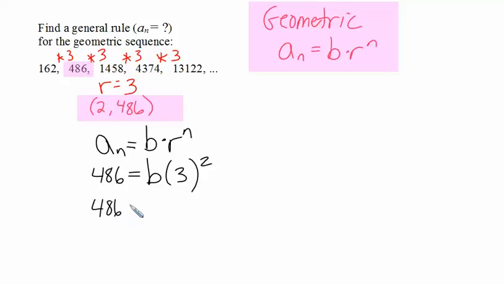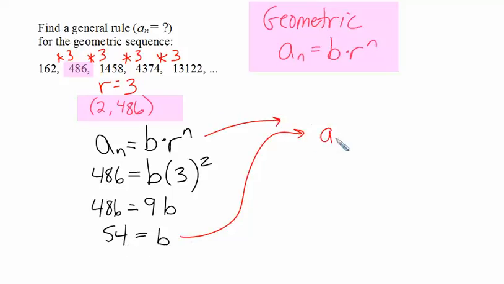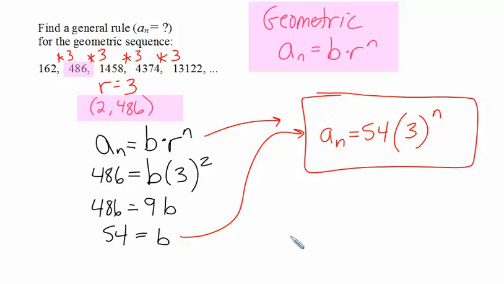So 486 turns out equal to 9b, since 3 squared is 9. Divide both sides by 9, and 486 divided by 9 is 54. Put all of this together, and when we're done, we'll get that a sub n is equal to b, which is 54, times the r, which is 3, to the n. Make sure you put parentheses around that r.